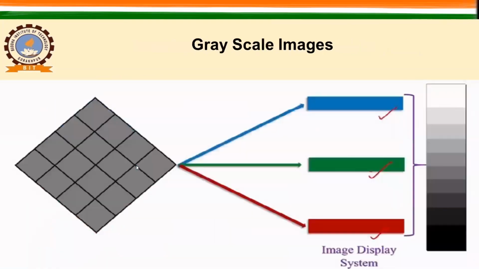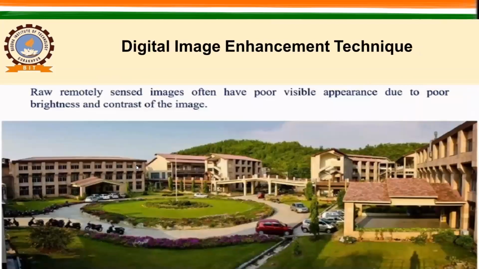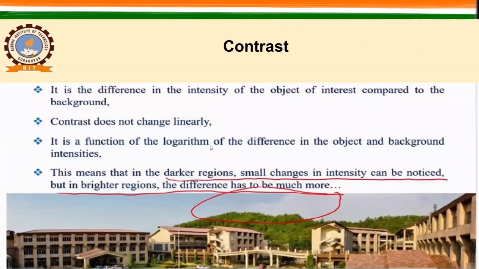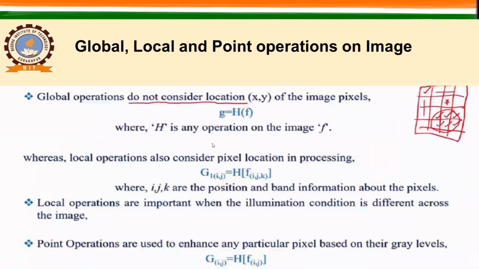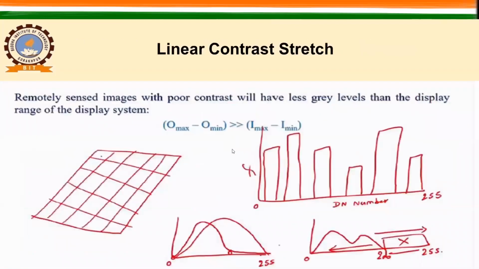ठीक है, उसके बाद ग्रे स्केल इमेजेस क्या है हमारे, डिजिटल इमेज एनहांसमेंट टेक्निक क्या है, जैसे कि रॉ रिमोटली सेंस्ड इमेजेस ऑफ्टन हैव पुअर विजिबल अपीयरेंस ड्यू टू पुअर ब्राइटनेस एंड कंट्रास्ट ऑफ द इमेज. ठीक है, और कंट्रास्ट का मतलब हुआ डिफरेंस इन द इंटेंसिटी ऑफ द ऑब्जेक्ट ऑफ इंटरेस्ट कंपेयर टू द बैकग्राउंड. देन वी हैव सीन द ग्लोबल, local and point operations on images. Okay, then was your linear contrast stretch.